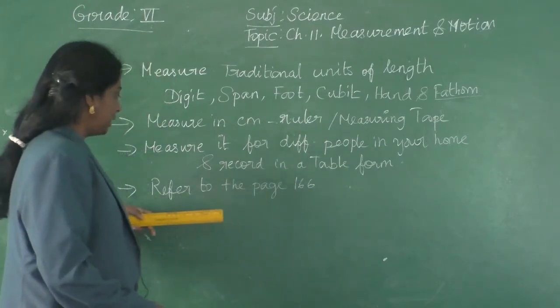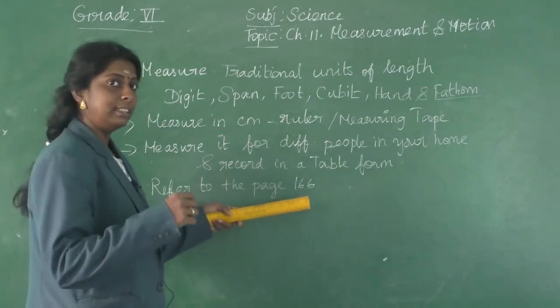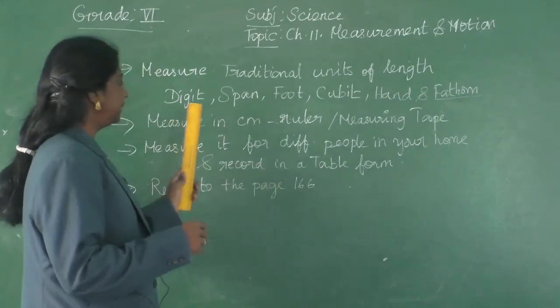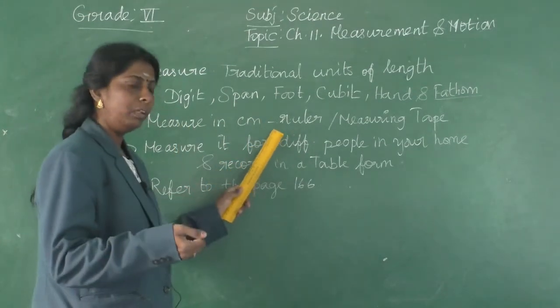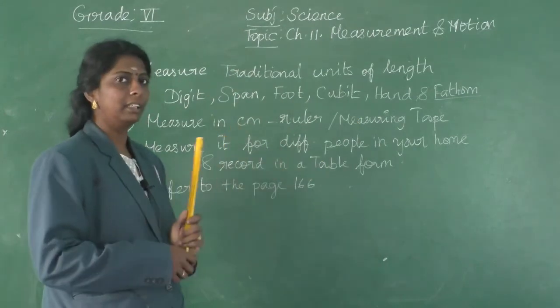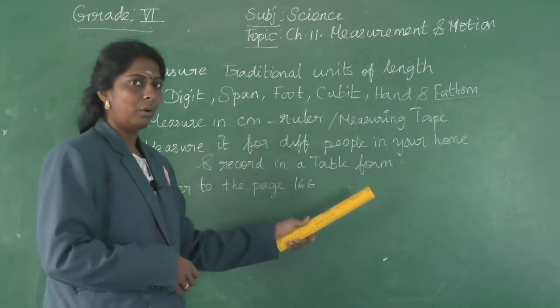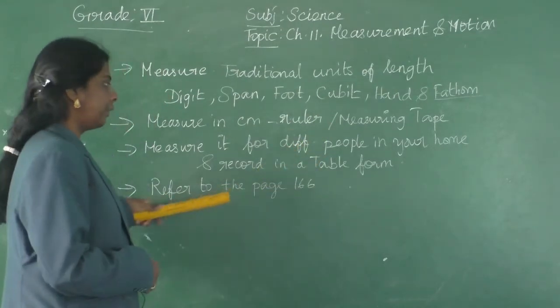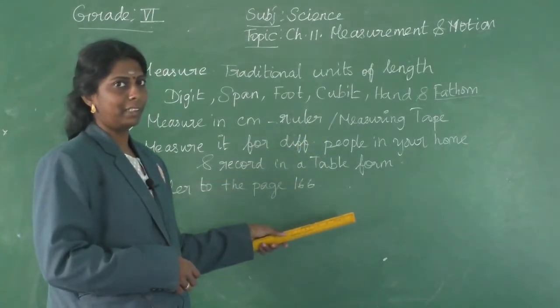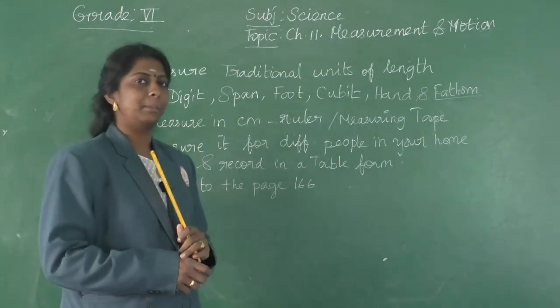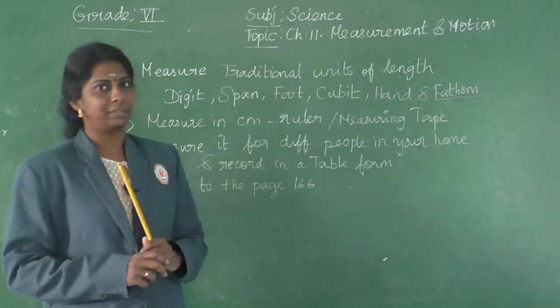You can refer to page 166 in your textbook. Measure in centimeters with a ruler or with a measuring tape. Measure it for different people in your house and record it in a table form. Clear? Submit and forward it to your class email ID. So this is your activity.